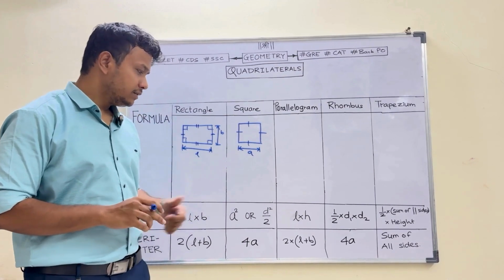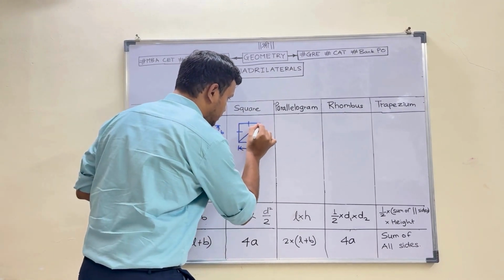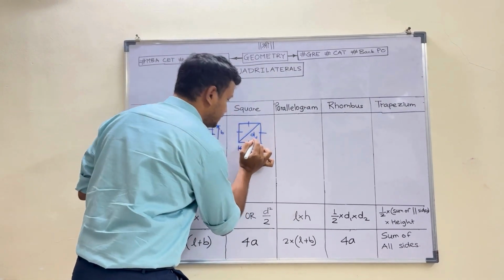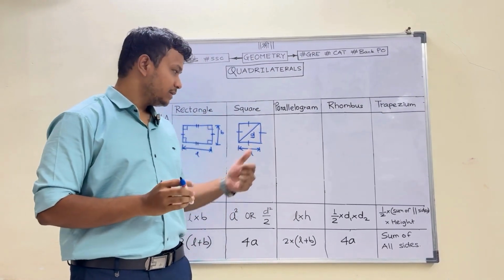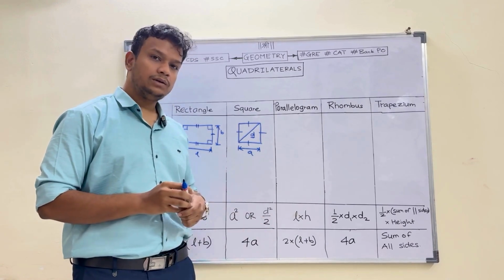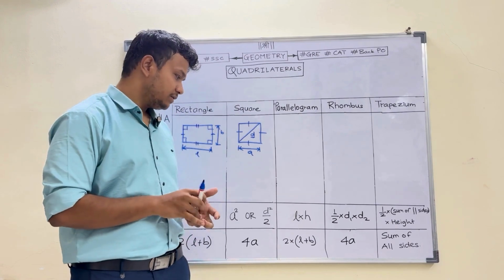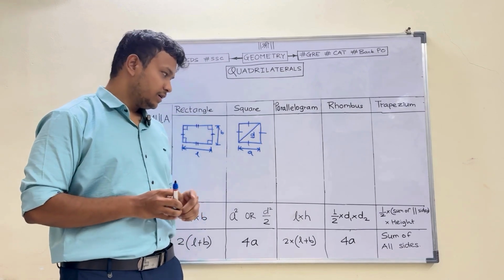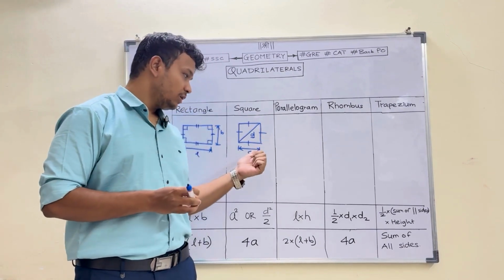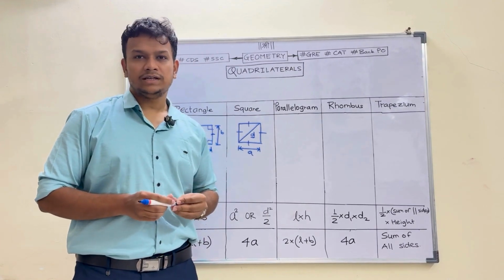Alternatively, we can define the area of square in terms of diagonals. I'll just draw a diagonal here, diagonal D. I can compute the area of square in terms of diagonal by this formula, D square by 2. And we know the square has equal diagonals, right? So we can simply put the value of the diagonal to compute the area of square. Perimeter, as we know, all the 4 sides of square are equal, so perimeter would be 4 into side, which is 4A.